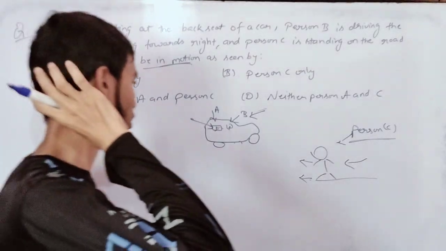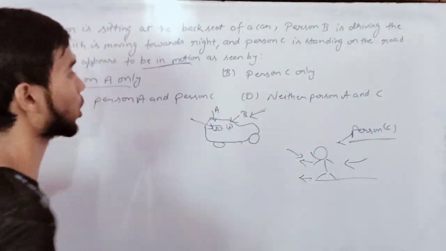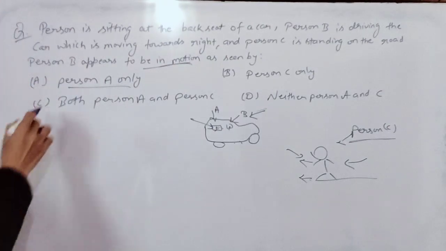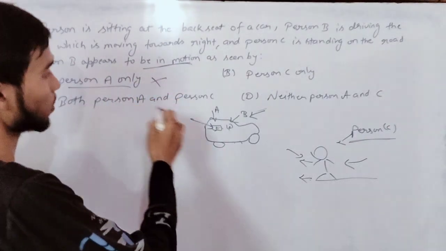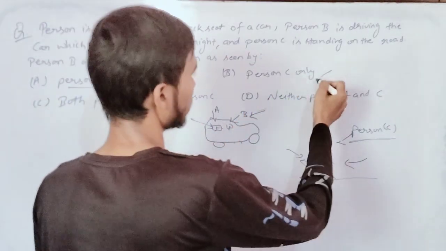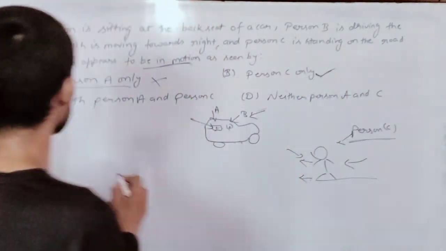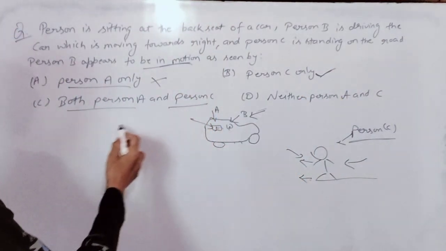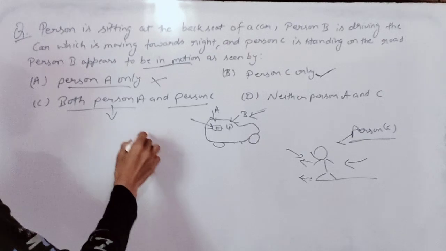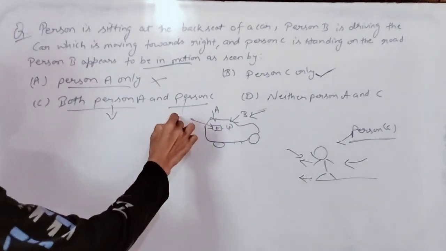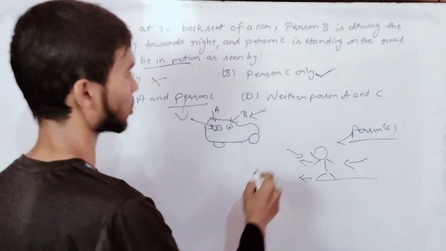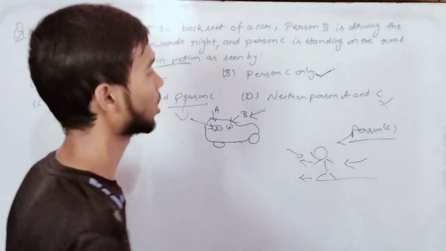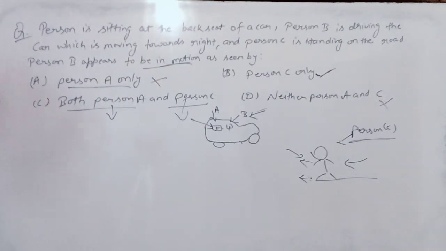So who would say this? According to person A, person B is at rest. Yes, this is the correct answer. Person C? Both person A and C? No. According to this person, this is at rest, and according to this person, this is in motion. Neither. So the answer would be B.